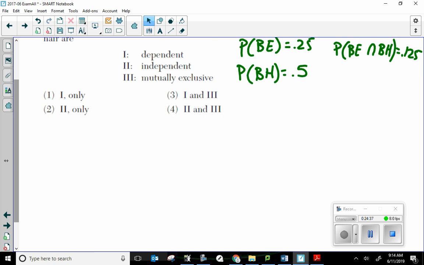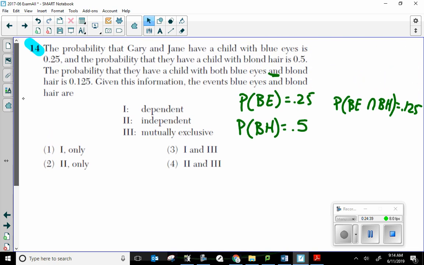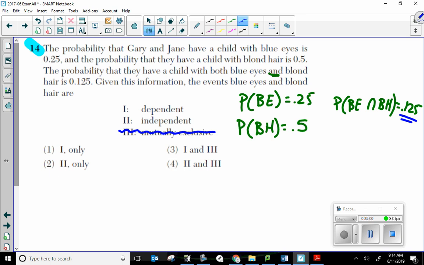Okay? Obviously, this kid can be born with blue eyes and blonde hair. In fact, there's a 0.125 probability, a 12.5% chance he can do that. So yes, both of those events can happen at the same time. So this is not mutually exclusive, okay? So get that right off the board.